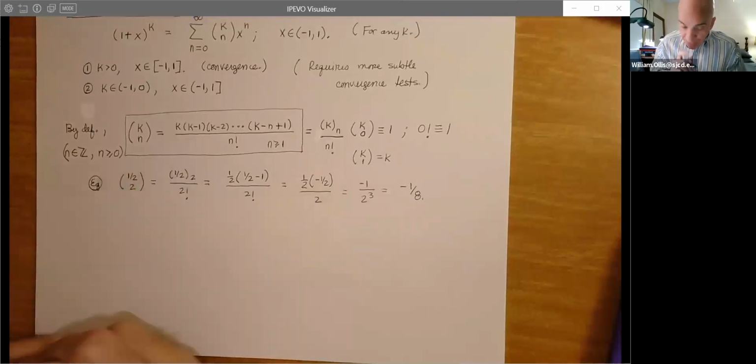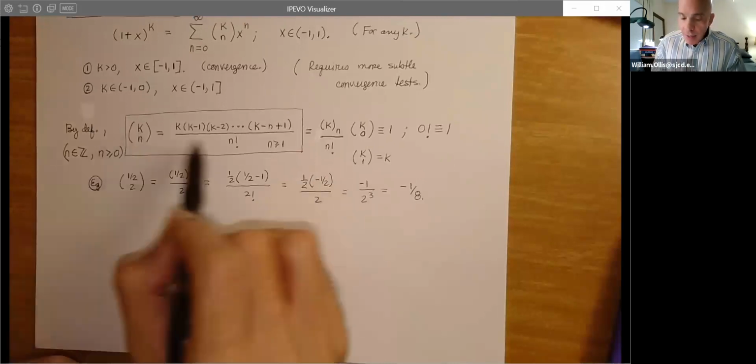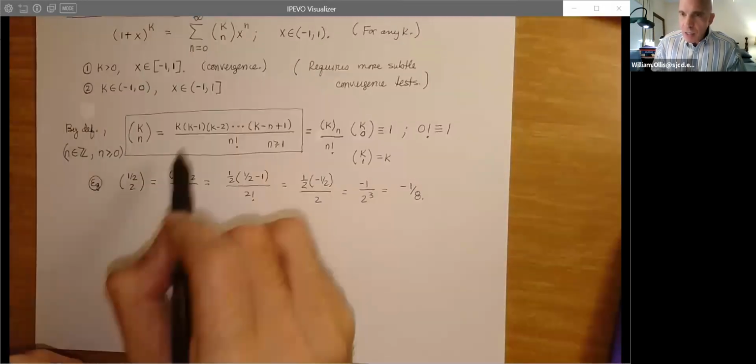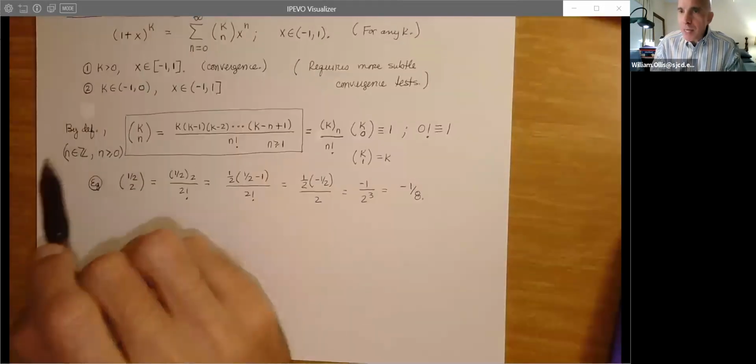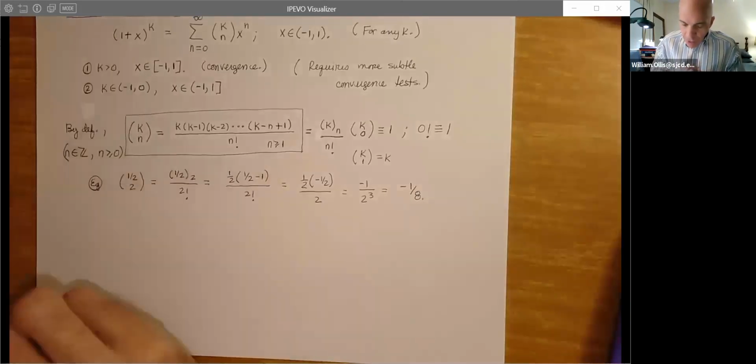definition. And of course, if k is a positive integer, this series is finite, because then this doesn't go on forever. They start to terminate, just like you had with Pascal's triangle in pre-cal. So 2 choose 2, that would just be 1. So when k is a positive integer, no problem.